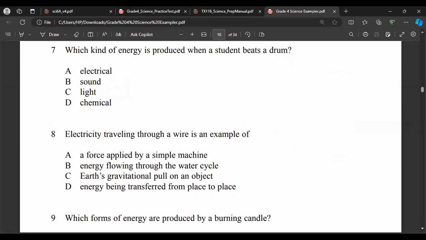B, sound energy. Great. That's what happens when you strike a drum, when you strike the chord of your violin, your keyboard, what have you, your guitar. Great. Even when you blow a trumpet, that's sound energy.